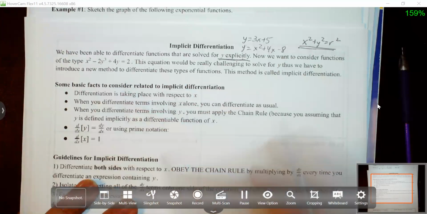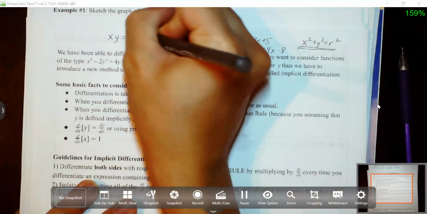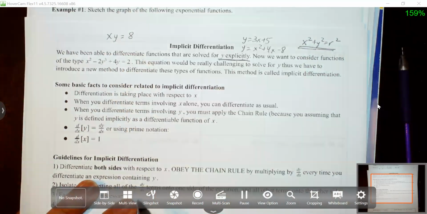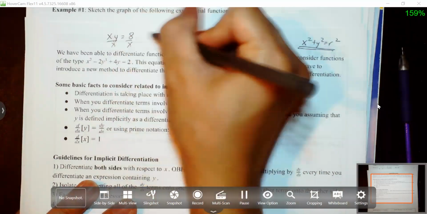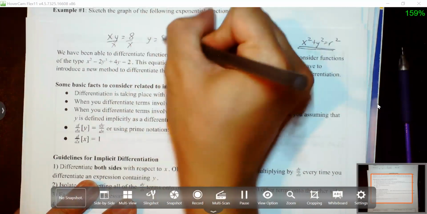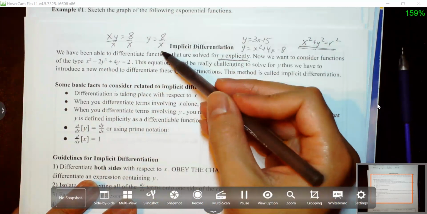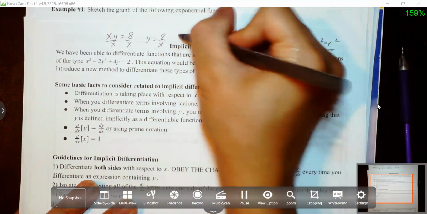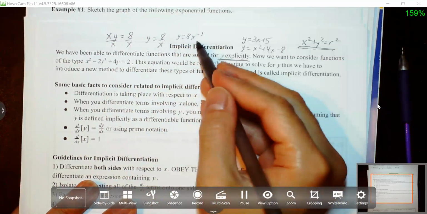Now, before we move on, if I have an equation like xy is equal to 8, you could just divide both sides by x, and you would get y is equal to 8 over x. And then you could use the quotient rule to differentiate this. Or you could change this into 8x to the negative 1 and just differentiate this. This is much easier.